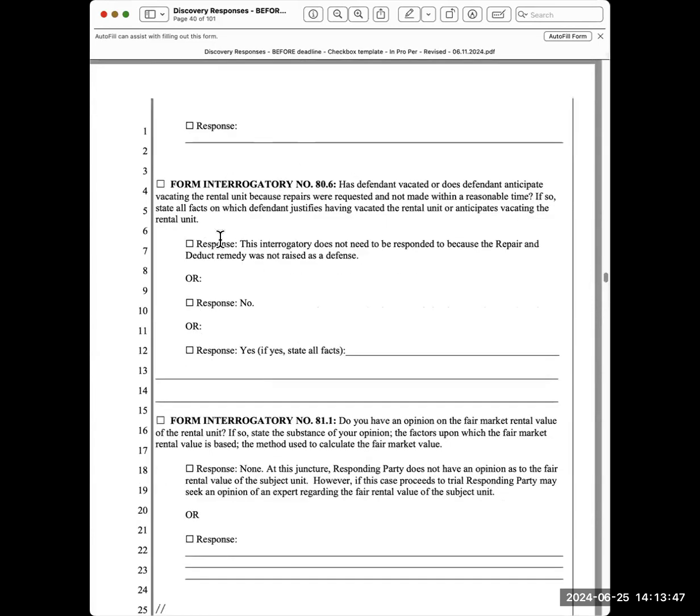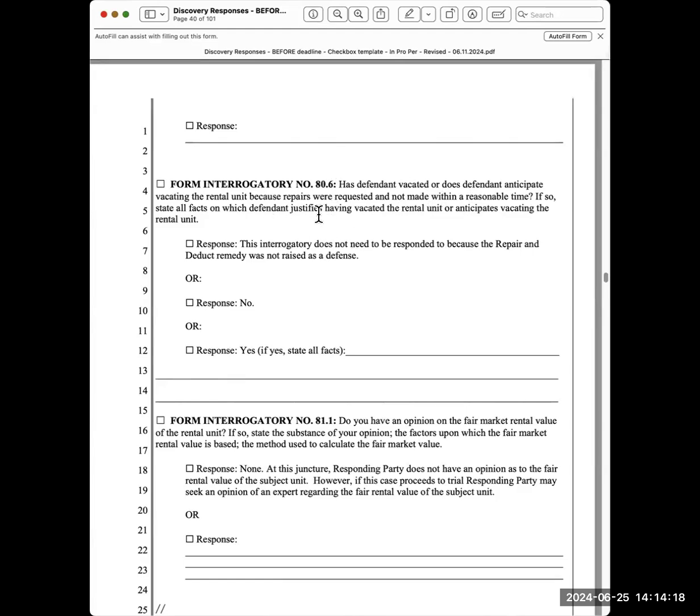80.6, still a repair and deduct remedy question, but it doesn't apply to you. Check here. The question is asking, has defendant vacated or does defendant anticipate vacating the unit because repairs were requested and not made within a reasonable amount of time? This question is specific to a situation in which the repairs are so egregious you would need to vacate the unit, meaning the unit isn't habitable. You've got to vacate the unit while the repairs are being made.